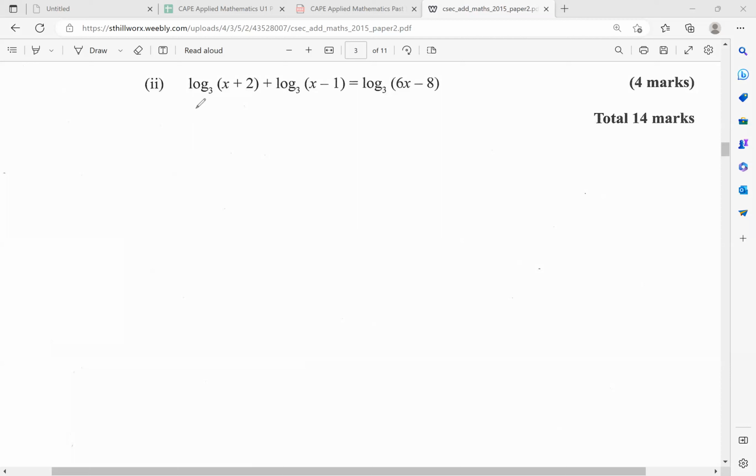All right, so this becomes log 3. When we add logs, we multiply: x plus 2, x minus 1 is equal to log 3, 6x minus 8.